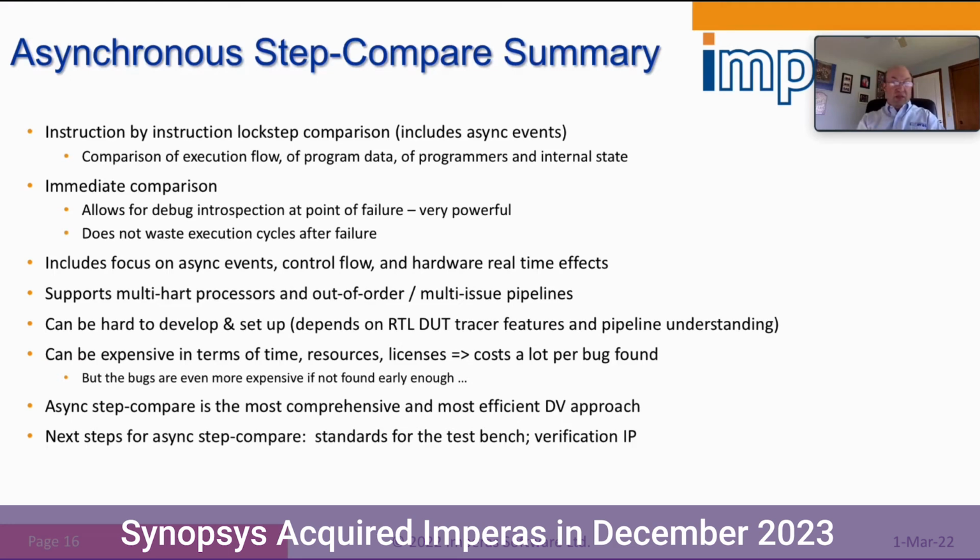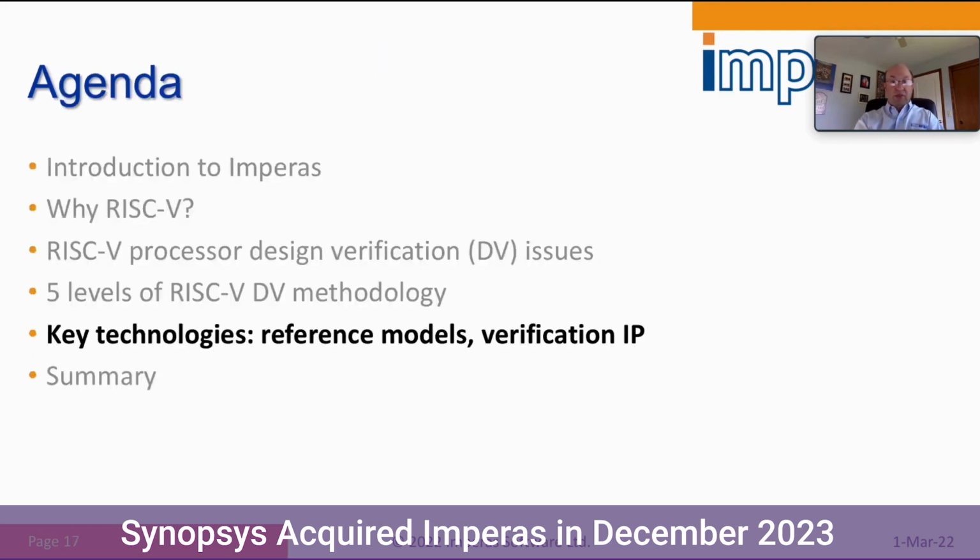But going back to that expensive piece of it, expensive in time, resources, licenses, the next steps for asynchronous step and compare then are standards for the test bench and building verification IP. Because if we can make this easier to use, quicker to get up and running, then it's going to be a lot more valuable to people. So let's go take a look at those things. So some of the key technologies here with the asynchronous step and compare are the reference models and the verification IP.